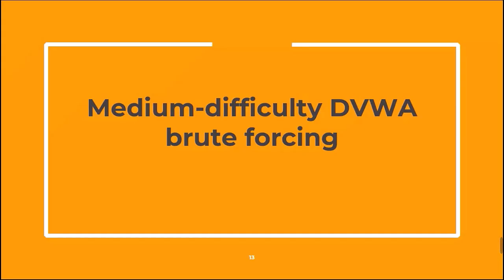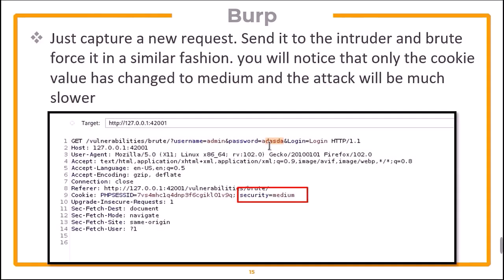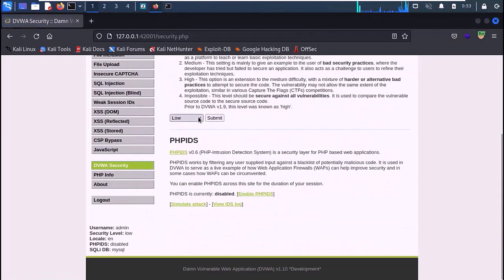Now let's solve the medium difficulty brute forcing challenge. The medium difficulty adds a delay between different attempts and can be solved in a similar fashion, but the attack will be much slower. Just capture a new request, send it to the Intruder, and brute force it in a similar fashion. You will notice that only the cookie value has changed to medium and the attack is much slower. Now on your Kali Linux, change the difficulty to medium.